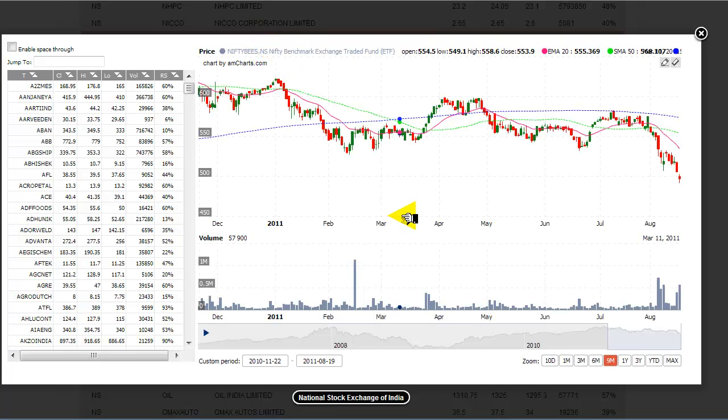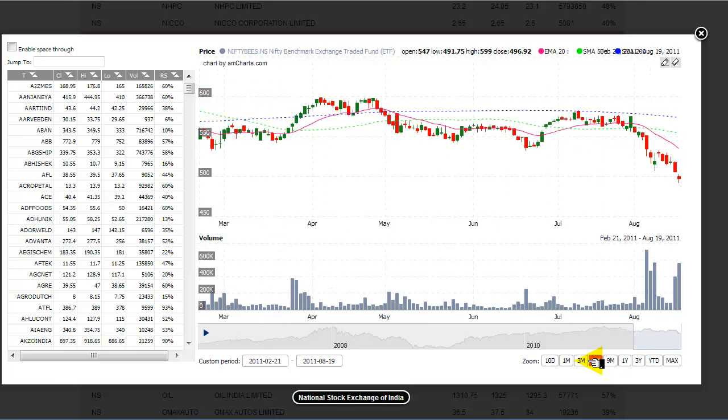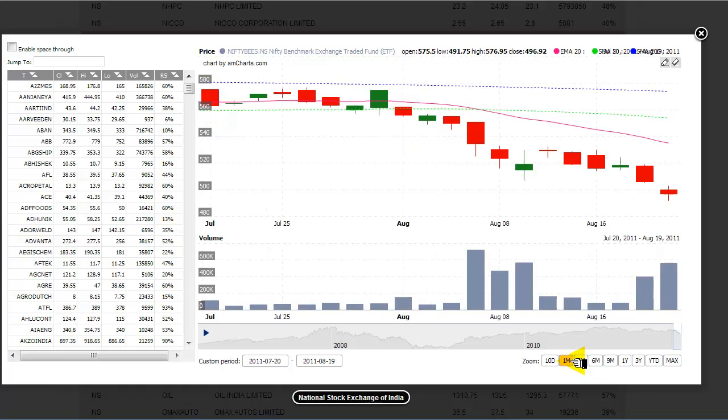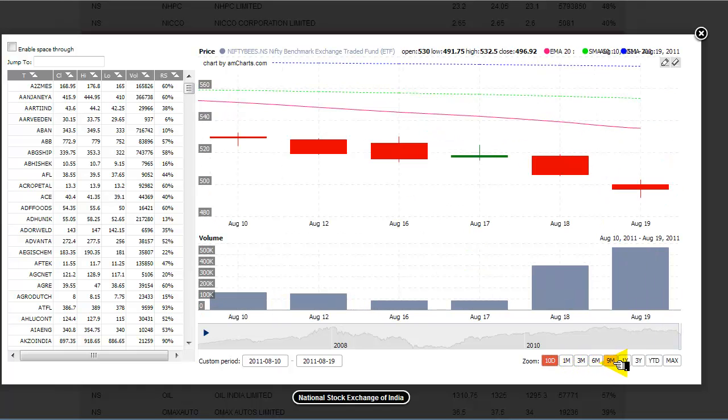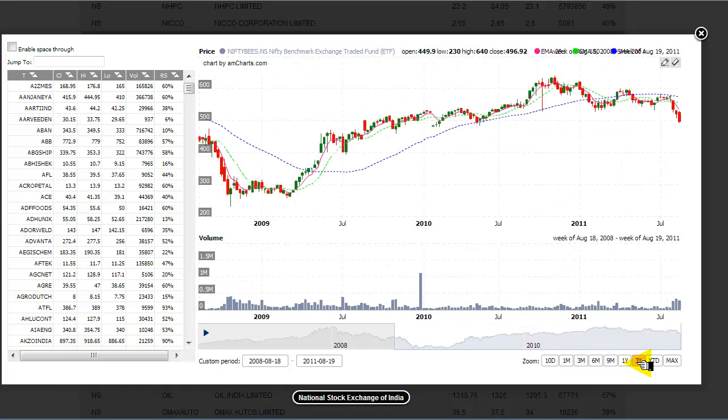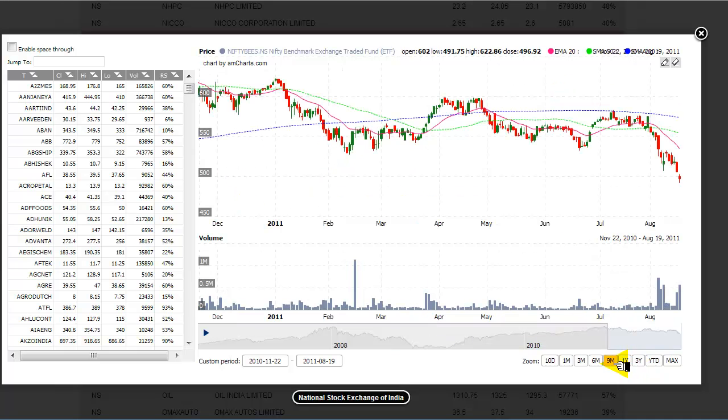You'll notice that the default view is 9 months right here, but we can change the view by clicking on any of these buttons. Here's our 6-month view, a 3-month view, 1 month, 10-day, or we could look at 1 year or even a 3-year view. But the default is 9 months.